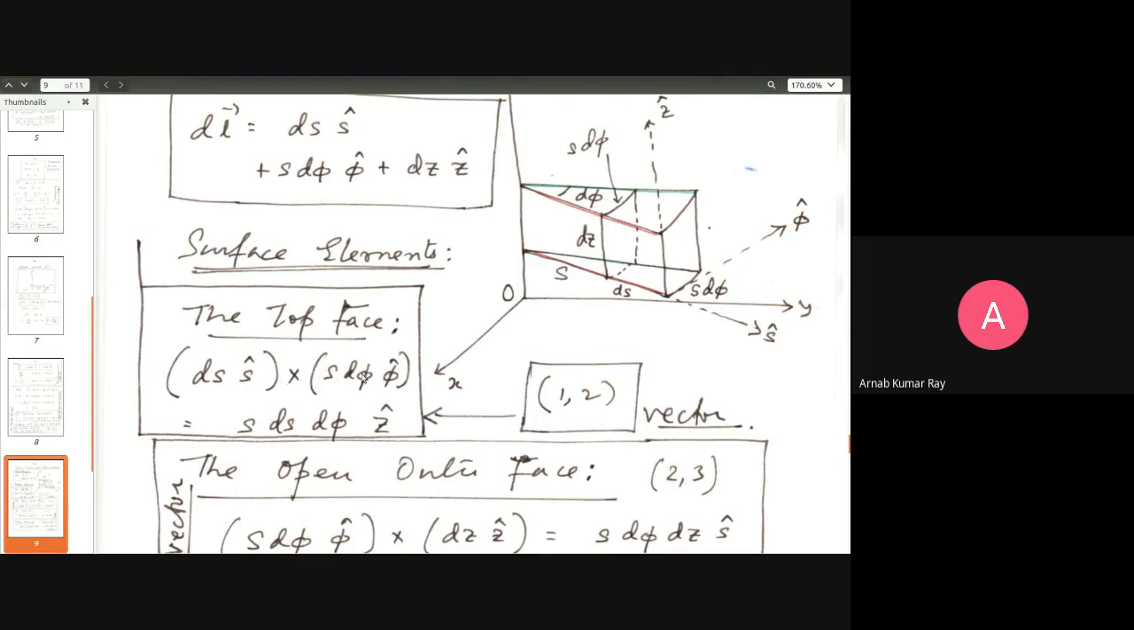So it will be s ds d phi and then s cap cross phi cap, and that I'm writing as z cap. Why? I shall show you the proof later mathematically.